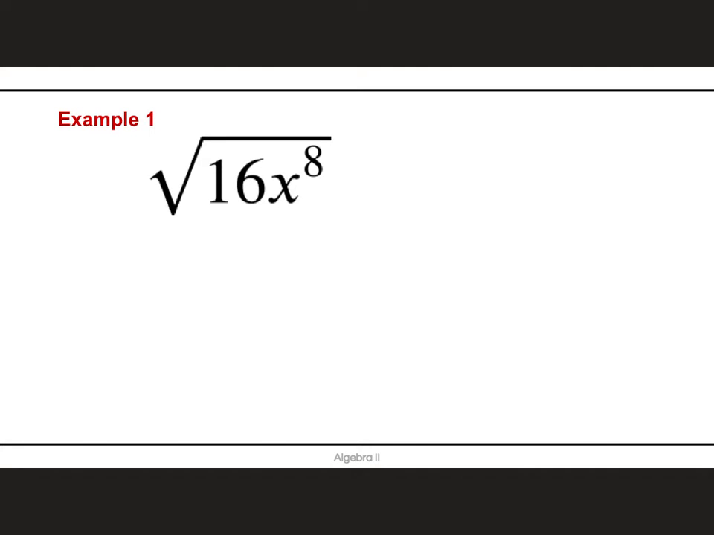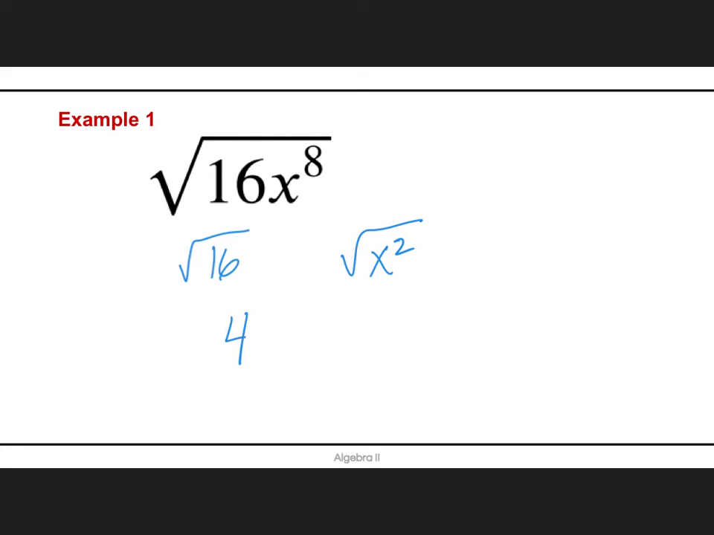Okay, so first, the square root of 16x to the 8th. So I like to actually take it first and break it down into the square root of the number and then the square root of the variable, because when we look at numbers and variables separately, it's kind of easier because we already know numbers and we're already comfortable with numbers. So the square root of 16 is just 4, because remember we talk about the principal root.